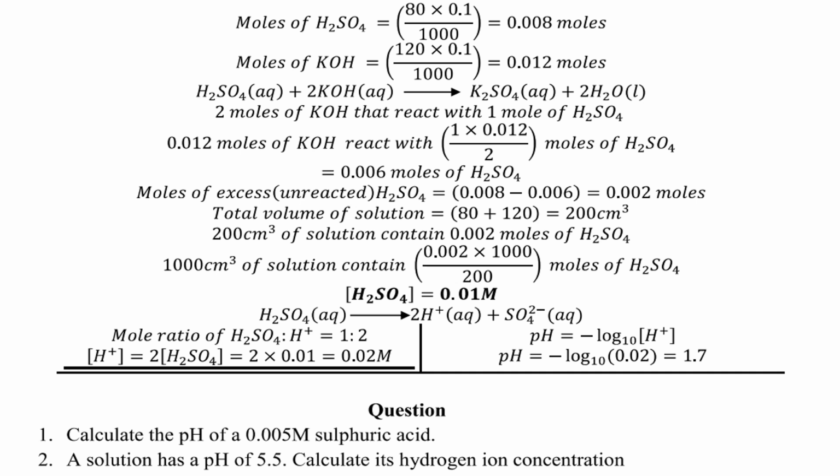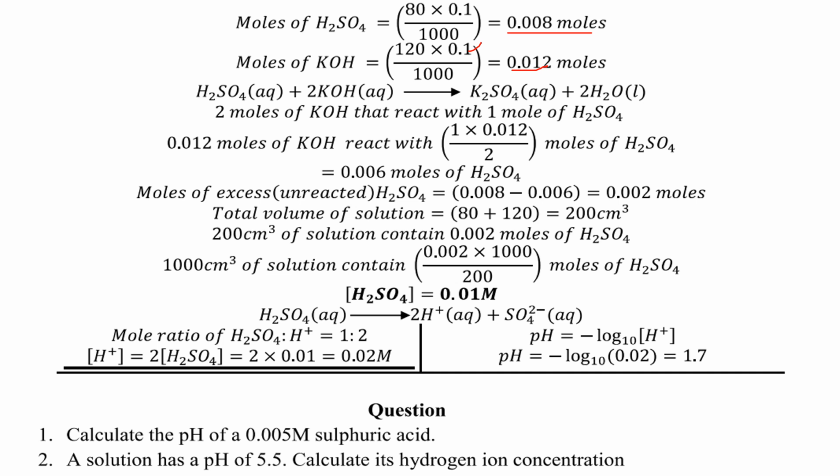Let's start with getting the moles present in sulfuric acid. So 1000 contains 0.1. What about 80? It gives you 0.08 moles. 1000 contains 0.1. What about the 120 of potassium hydroxide that we used? It gives you 0.012.